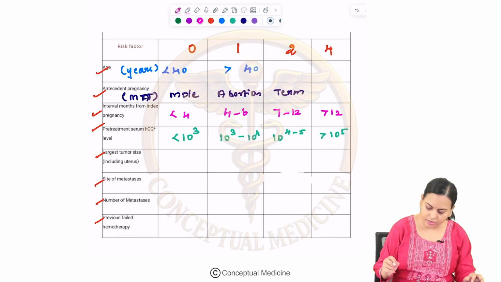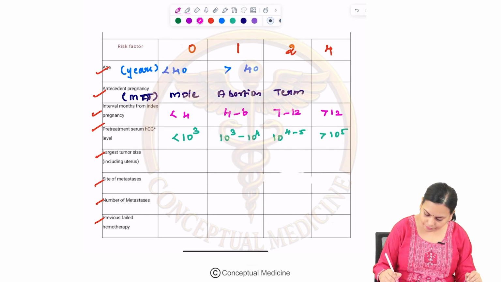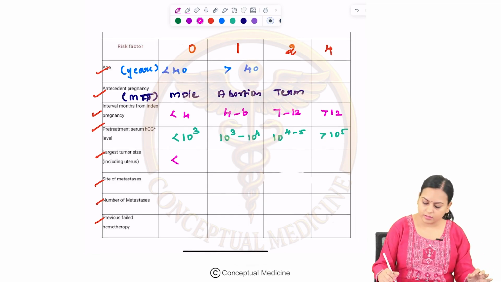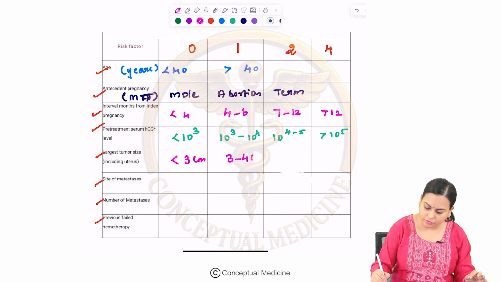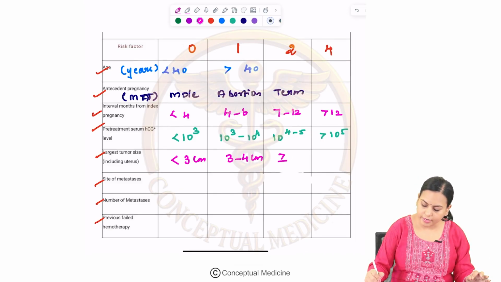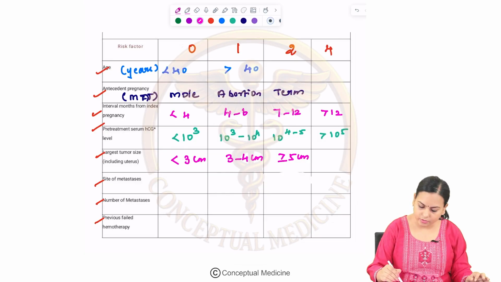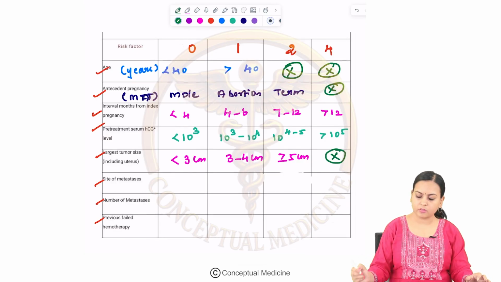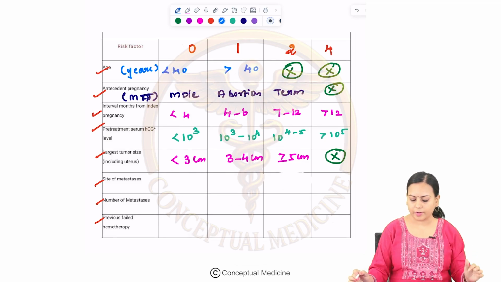And the next one is largest tumor size, that will be including the uterus also. So, this includes a tumor which is less than 3 centimeter, then 3 centimeter to 4 centimeter, and more than or equal to 5 centimeter. Here we don't have anything. So, I am giving a green circle where you have no entries, that also you have to remember. And till this you will be starting from the 0 score only.